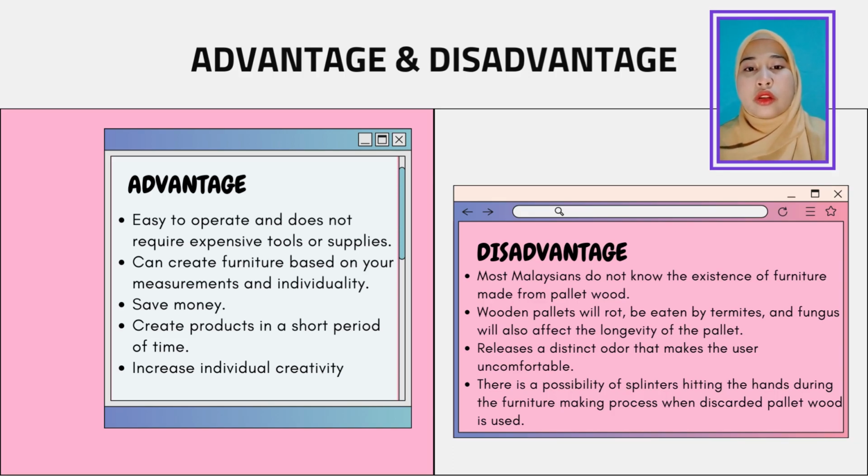Next are the disadvantages. Most Malaysians do not know the existence of furniture made from pallet wood. Next, wooden pallets will rot, be eaten by termites, and fungi will also affect the longevity of the pallet. They release a distinct odor that makes the user uncomfortable. There is a possibility of splinters hitting the hand during the furniture making process when this cut pallet wood is used.